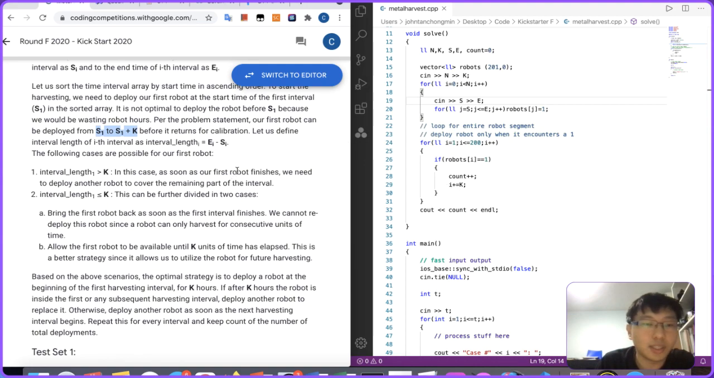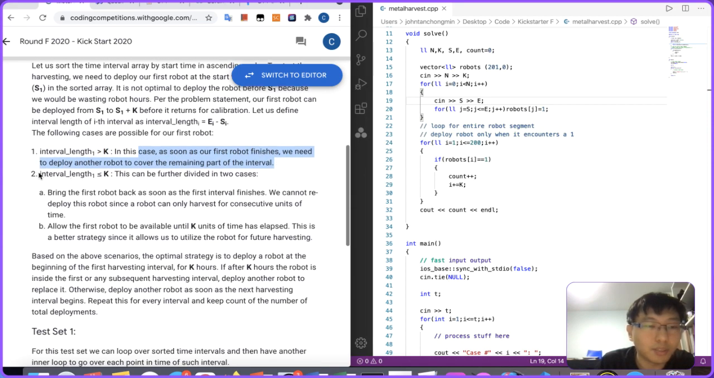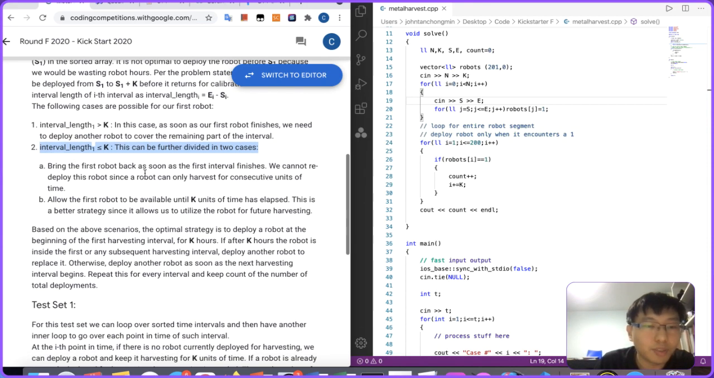So essentially what I did here. Define length of ith interval as interval length EI minus SI. Interval length greater than K: as soon as robot finishes, we need to deploy another one to cover the remainder of interval. If interval length is smaller than or equal to K, then we can bring the first robot back as soon as the first interval finishes. We cannot redeploy this robot since a robot can only harvest for consecutive units of time. Okay, allow the first robot to be available until k units of time has elapsed.